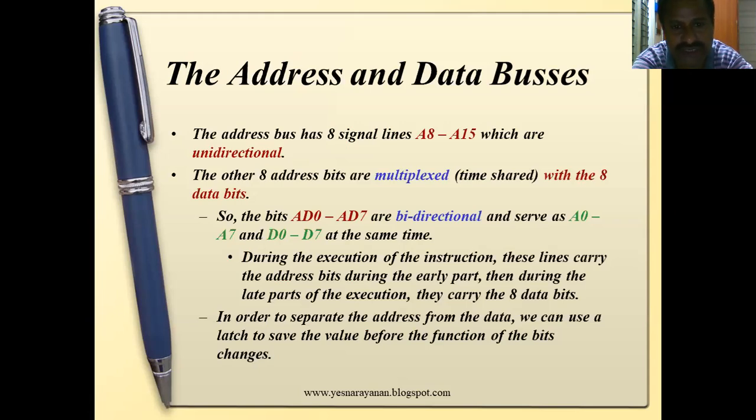During the execution of the instruction, these lines carry the address bits during the early part, then during the later part of the execution, they carry the 8 data bits. In order to separate the address from the data, we can use a latch to save the value before the function of the bit changes.